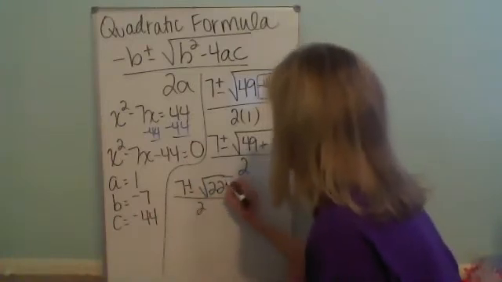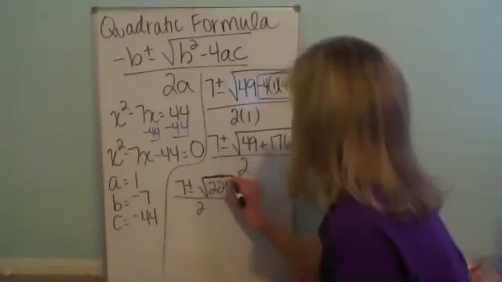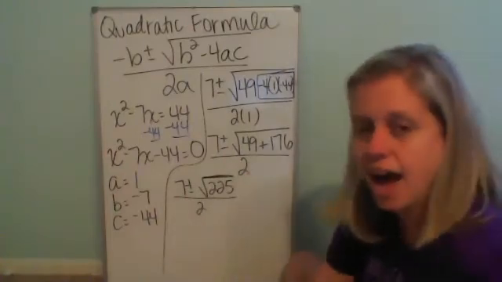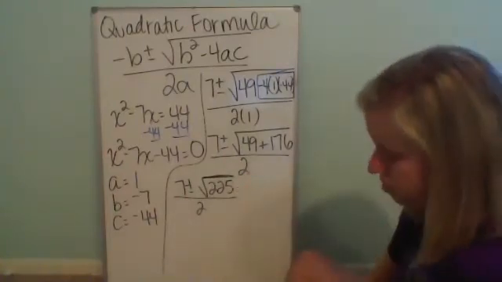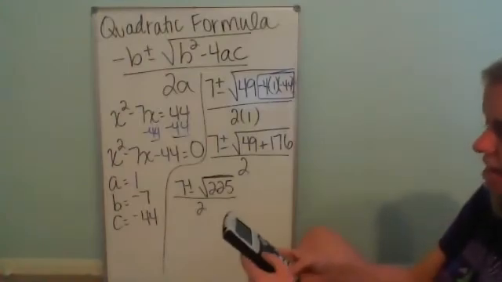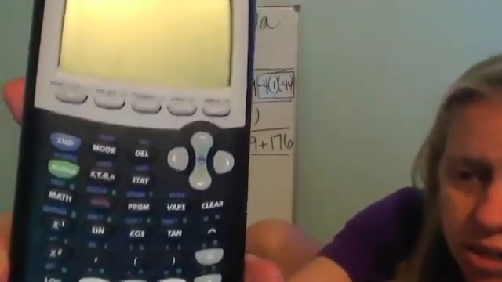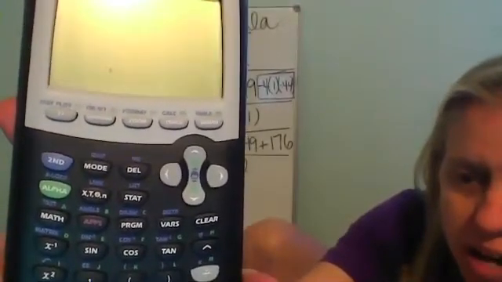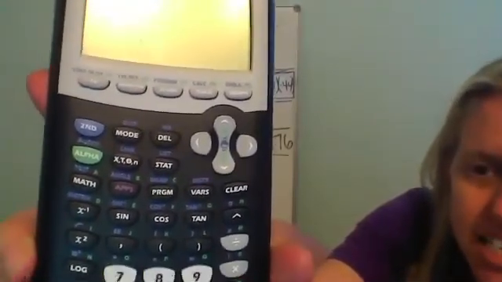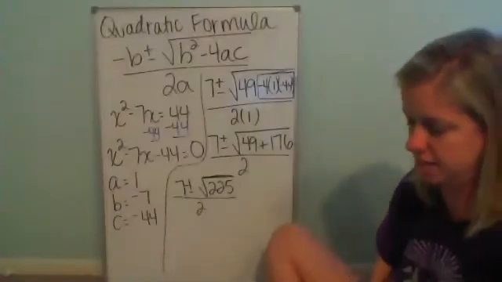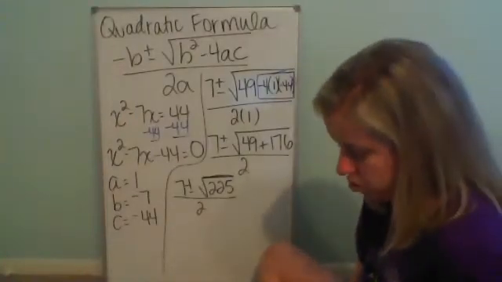Still over 2. So let's see. I want to see, can I take the square root of 225? Let's just see. Second, remember your square root is the blue on top of that x squared button. So to get to the blue, I got to push the second key first. So I'm going to do second square root 225.